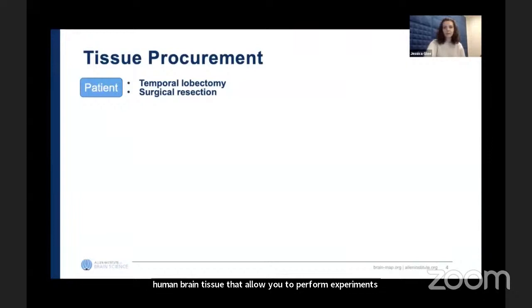We receive our tissue from people in Seattle who undergo brain surgery for either epilepsy or tumors. Typically, with a temporal lobectomy for epilepsy or surgical resection for tumors, some healthy, normal tissue is removed as well as the pathologic site, and all is discarded as medical waste. We're very interested in that healthy tissue, so with the patient's consent, we coordinate with the hospital to be able to pick up this tissue and use it in our experiments.